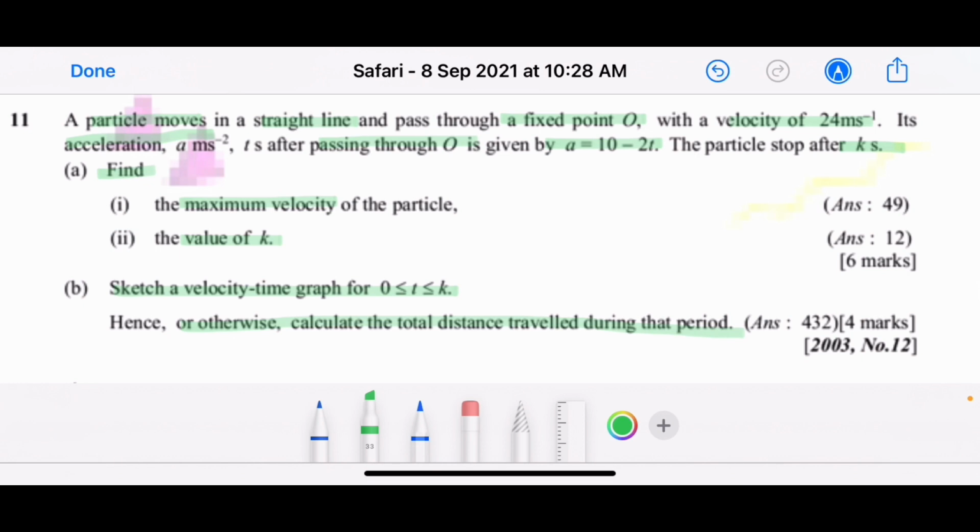So, whenever you see passes through fixed point O, velocity 24 is actually telling you the constant c is 24. Whenever you see stop, it means velocity equals 0.